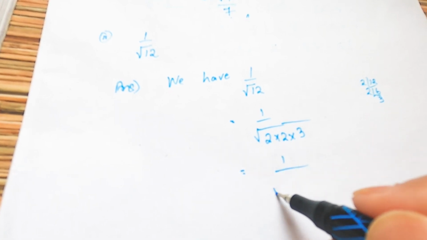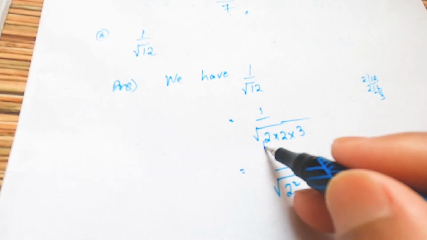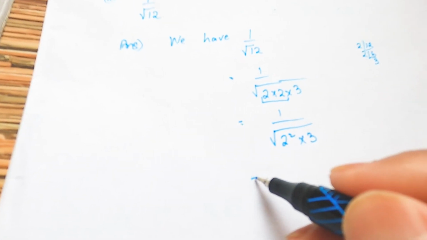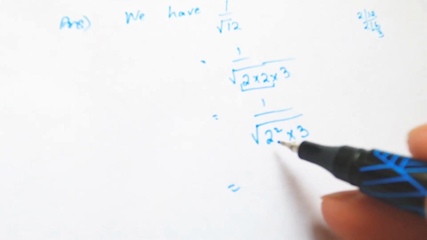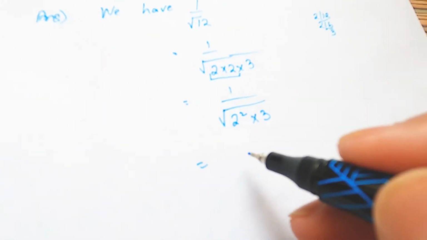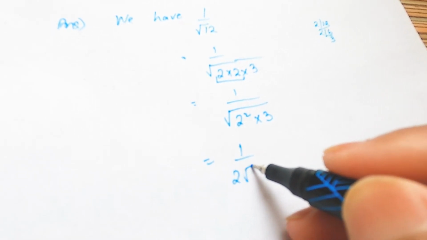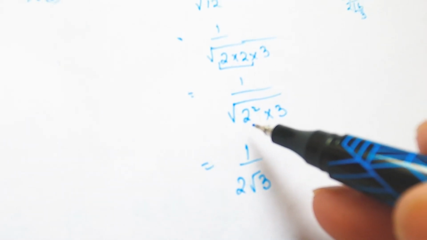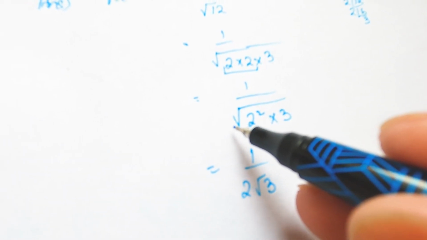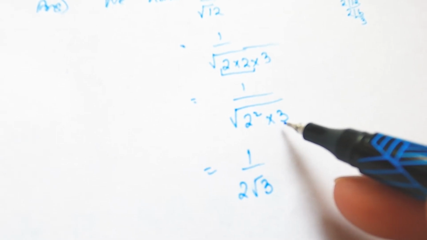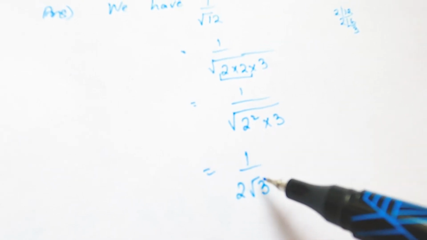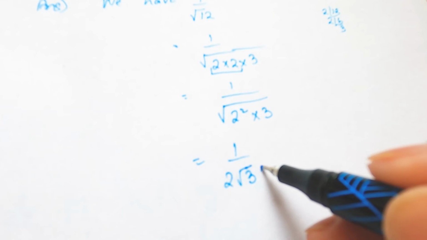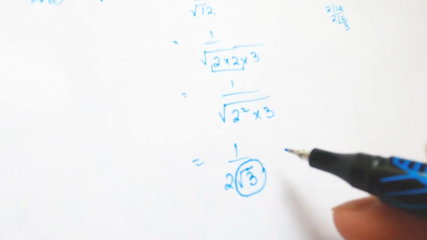So it will be 1 by root of 2 to the power square into 3. Since 2 is in the power of square, it can move outside the square root, so it will be 2 root 3. Why is 2 outside? Because 2 is in the power of square, so it can move outside, whereas for 3 there is no power, so it remains inside the square root.